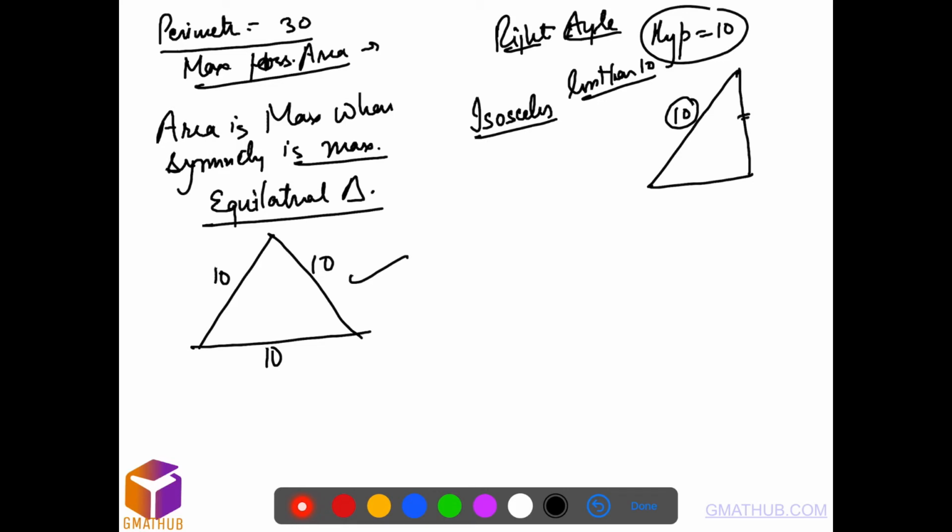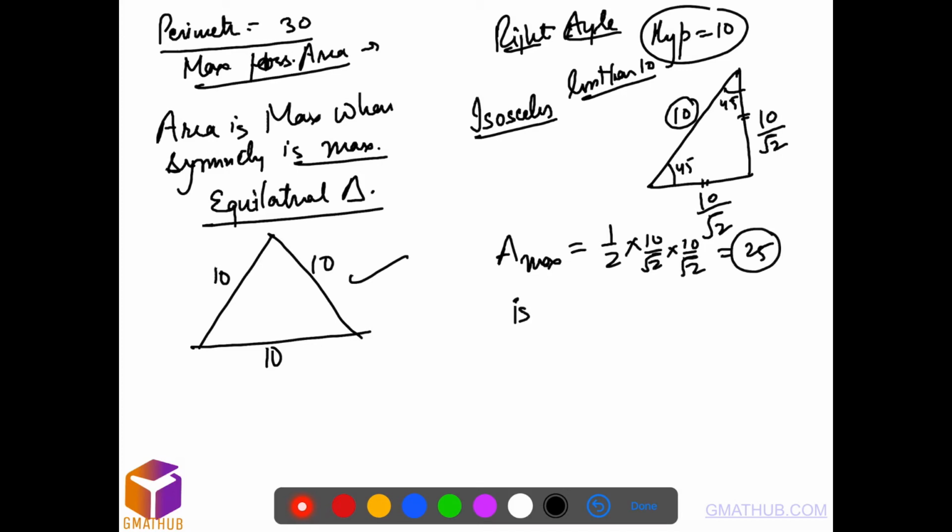That means these two sides are equal. So these angles become 45, 45. So this is 10 by root 2. This is 10 by root 2. So area in this case will be maximum, will become half base into height, that is 25.